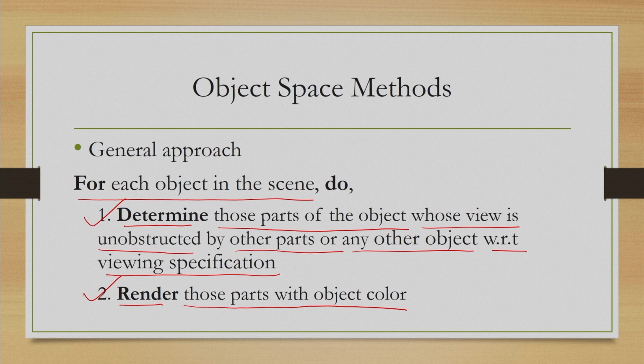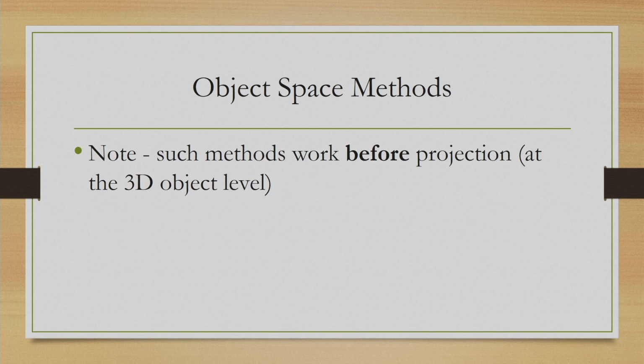So, these two are the general steps that are performed in any object space method, namely the first stage is to determine the surfaces that are not hidden, and in the second stage we render those surfaces or parts of the objects with the particular color. Since here we are dealing with objects, these methods work before projection, at the 3D object level. Remember that once we perform projection, the objects are transformed to a 2D description. So, we cannot have this 3D characteristics.